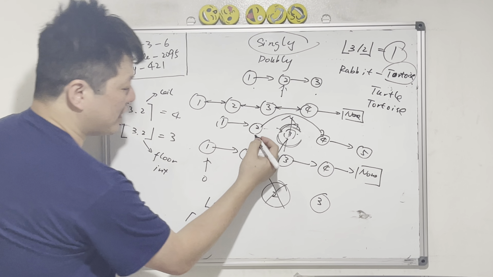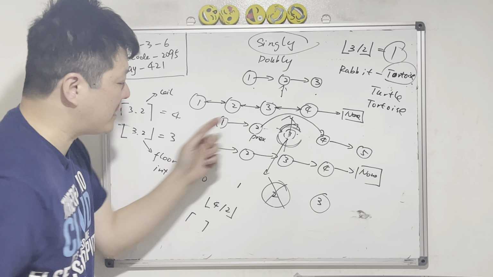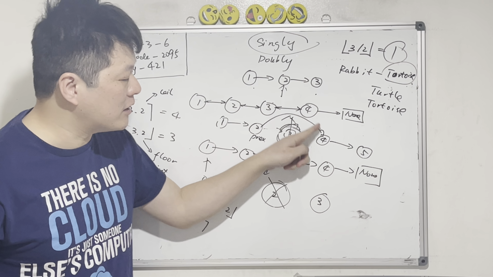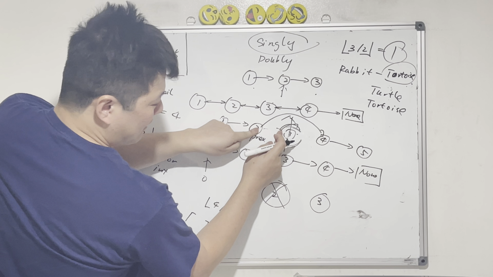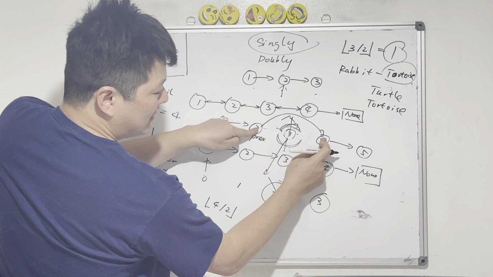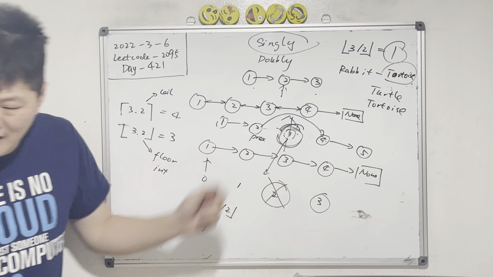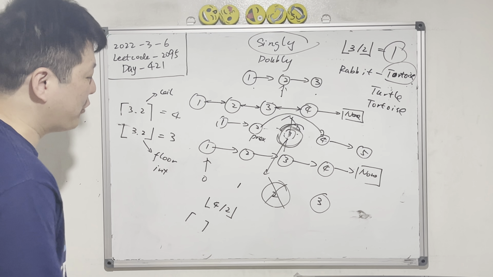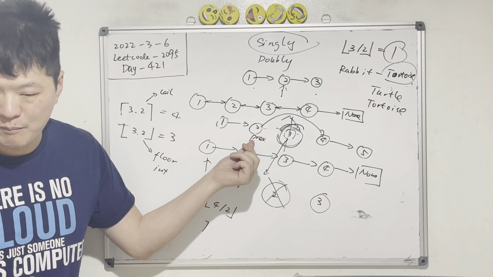So if this is previous, I can just say previous.next equals slow.next. Previous.next is originally pointing to slow, right? Then I repoint it to slow.next, and then I can remove the slow. Make sense? Got it? So we need to keep tracking the previous by walking.